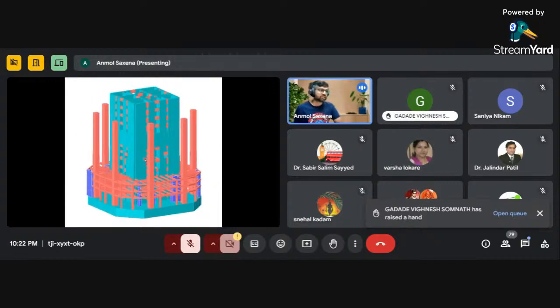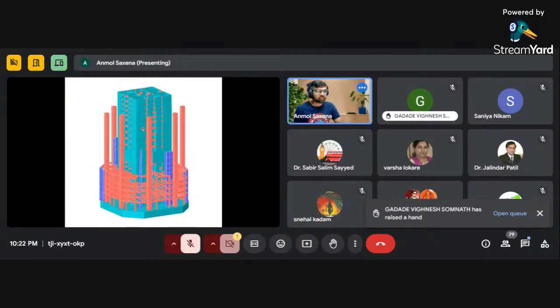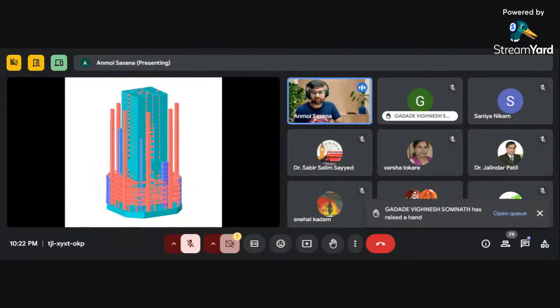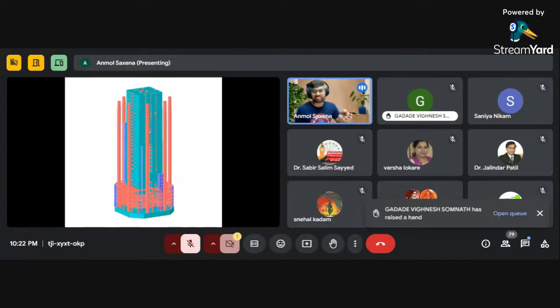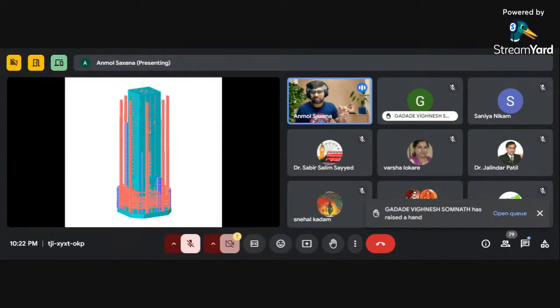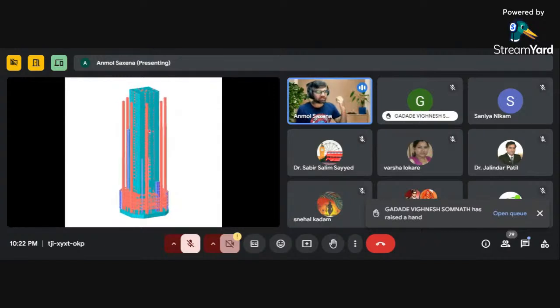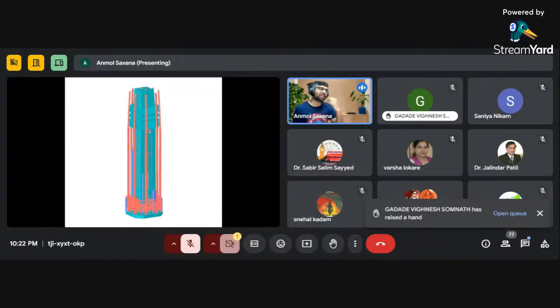So the whole construction sequence has been modeled, and this construction sequence has been decided before the construction itself. But sometimes, due to some limitation or some accidents or some reasons, this construction stage may not be there actually on the site. So we have to update the model again according to that. Again, same story goes on. So this is the particular model which has been done in Midas Gen.